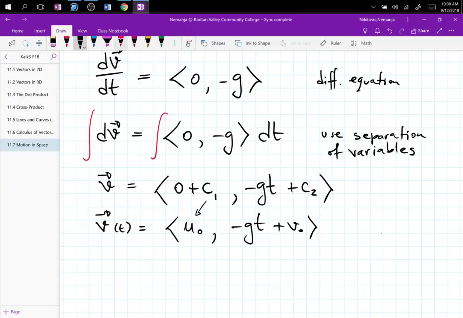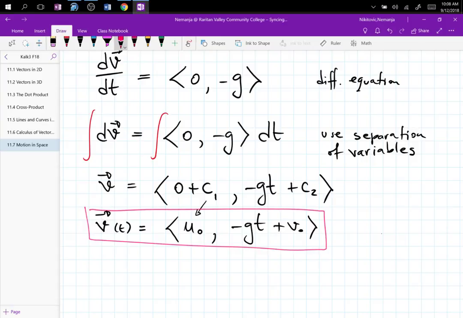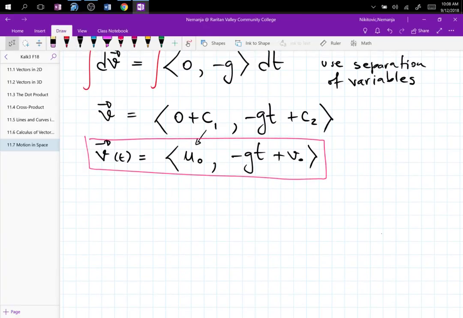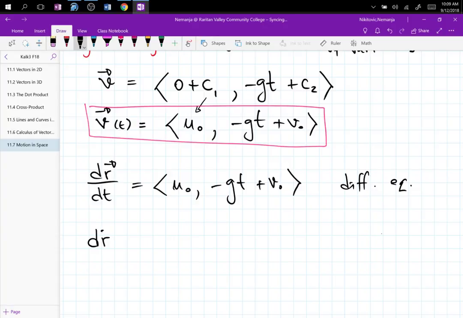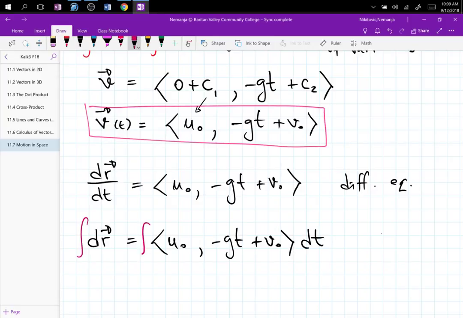I have to box this equation because this is an important equation. We'll come back later to explain the physics of it, we're just doing math now. Now, your velocity is the change in position in time. So now we have another differential equation on our hands. We do separation of variables, leaving dr on the left and moving dt to the other side. And then we integrate both sides.